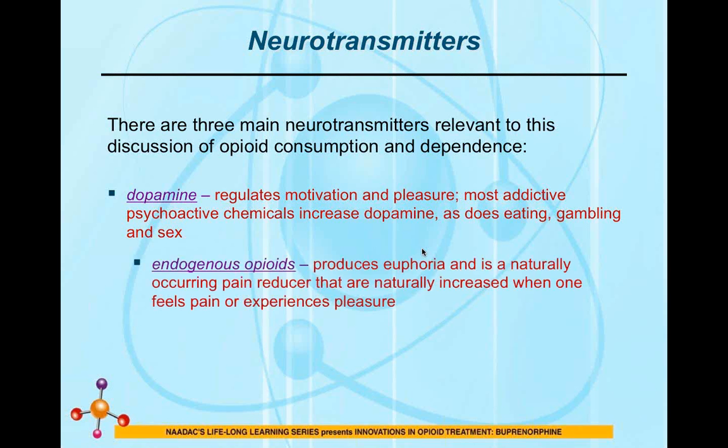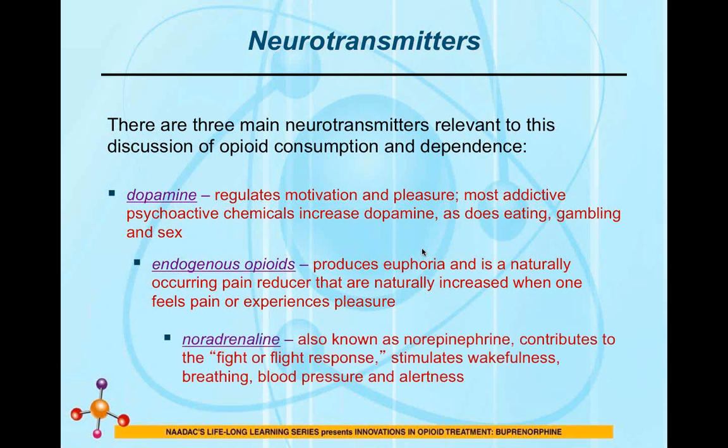Then we have opioids, and these are the naturally occurring opioids. You may also know them as endorphins within your system, and they're naturally occurring pain reducers that increase when one feels pain or experiences pleasure. So that's occurring here with opioid dependence. We'll talk about how. And then lastly, this might be a new one for you, but noradrenaline. It's also known as norepinephrine, and this contributes to the fight or flight response. Noradrenaline is mostly responsible for stimulating wakefulness, increasing breathing, increasing blood pressure, and alertness.